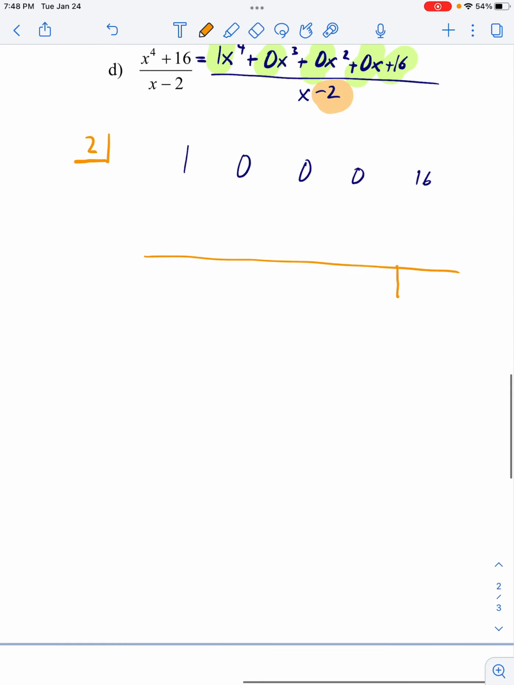Let's do our synthetic division algorithm. Take the 1, drop it down here. 2 times 1 is 2. 0 plus 2 is 2. 2 times 2 is 4. 0 plus 4 is 4. 2 times 4 is 8. 0 plus 8 is 8. 2 times 8 is 16. And 16 plus 16 is 32. So I'm going to highlight the remainder. Let's worry about that at the end.